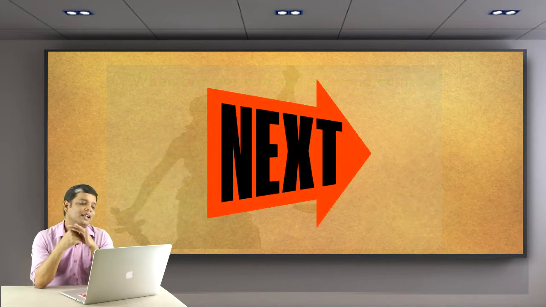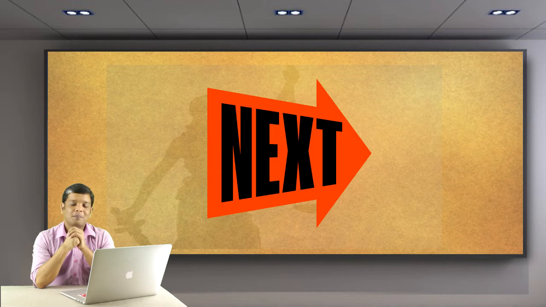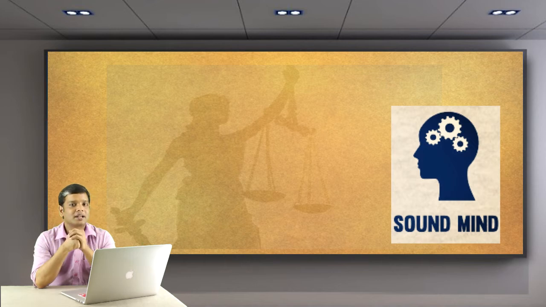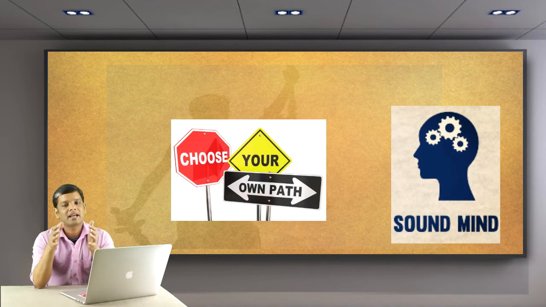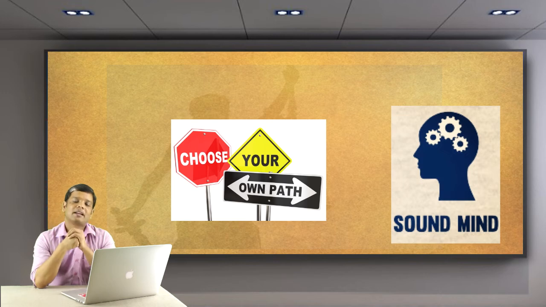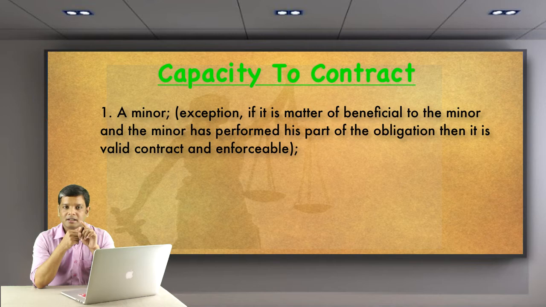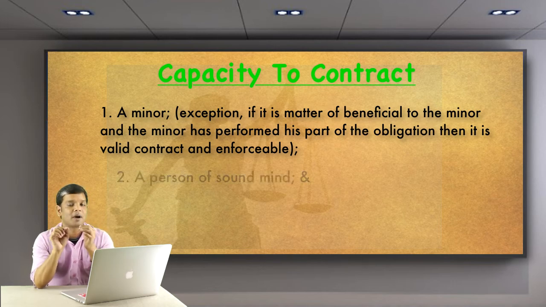Now the next point of that definition is a person of sound mind. What does it mean? A person who is capable of making his or her decision. Only he or she can participate in a valid contract. So first, the person has to be a major, and as well as of sound mind. It is not either, rather as well as of sound mind.